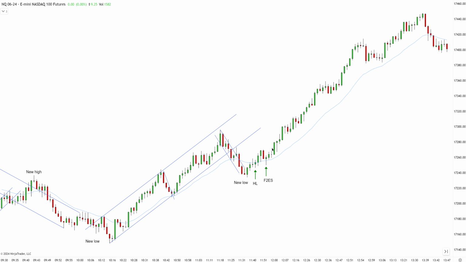This is what we're looking for, where everything aligns, context fits, high probability setup, and pretty much this is all you need. One great setup to finish the day.